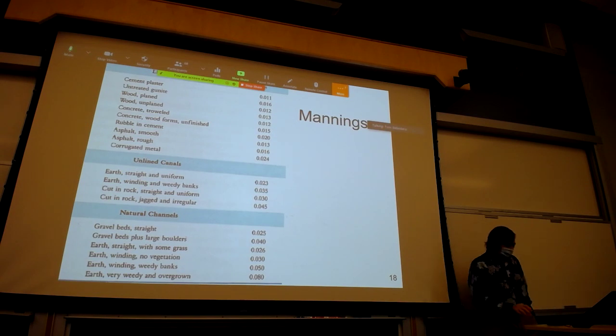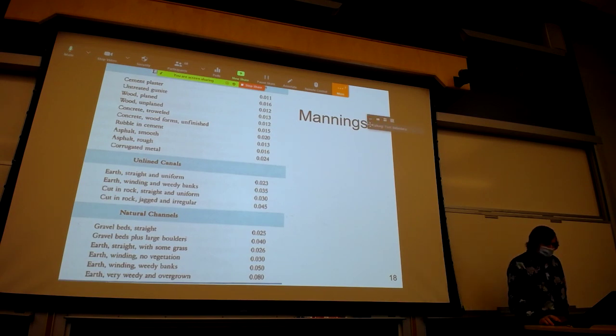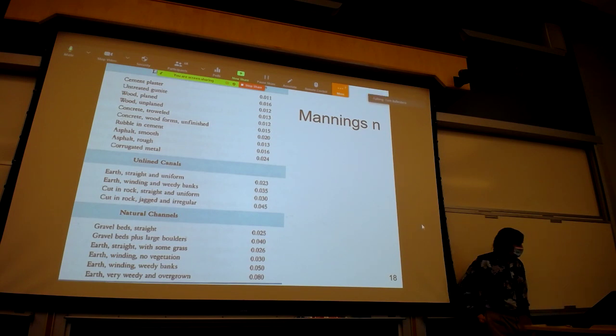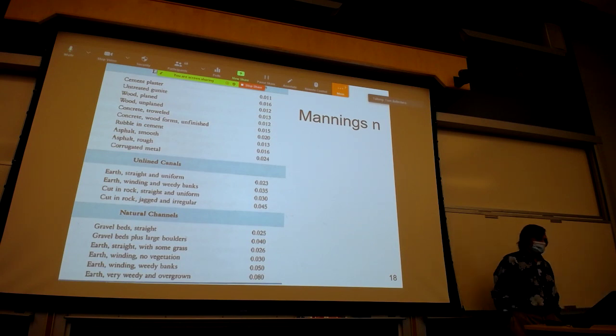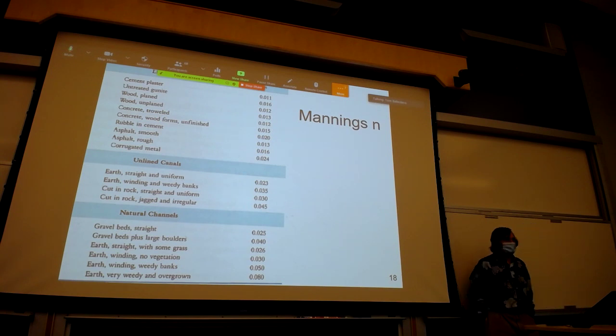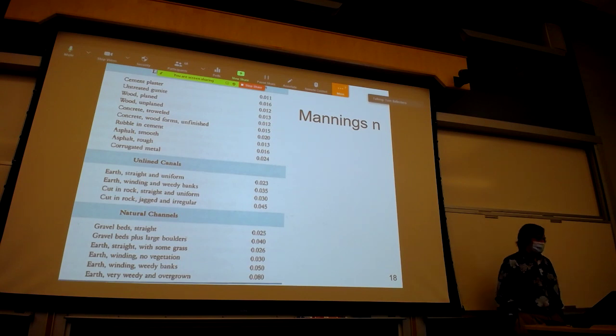So for the Manning's N, again, typically where you get Manning's N is from a lookup table. This is page 3 in the handout I posted for you today. It's also a table from your book. You can certainly calibrate Manning's N, and that means you would take the equation on the previous slide and solve it for Manning's N, which means everything else you need to measure in the field. So, for example, if you had a straight gravel bed river, Manning's N would be 0.025.